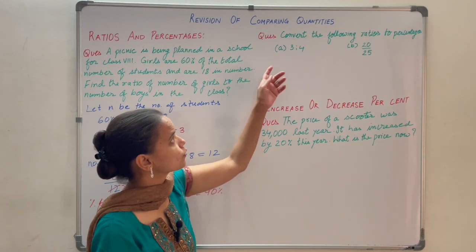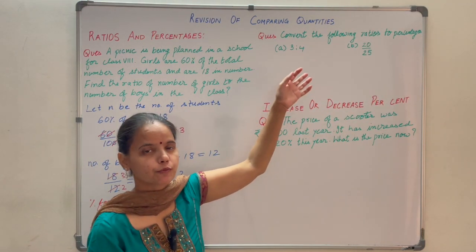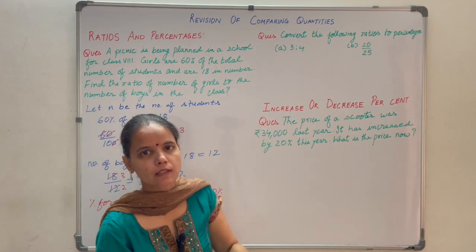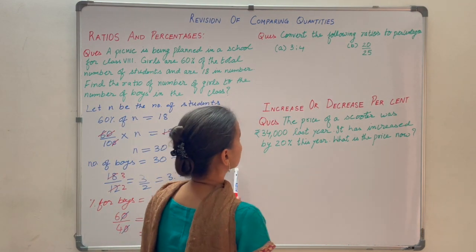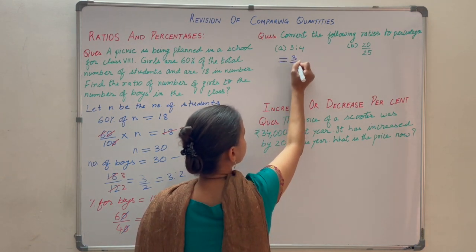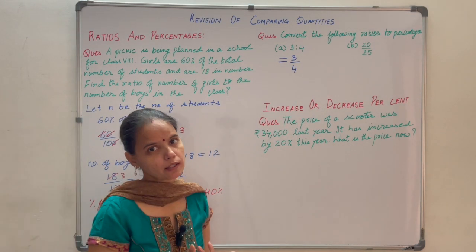Let us now take this question. Convert the following ratios to percentages. So you need to find out of 100 how much. Here it is 3 is to 4 means 3 by 4. You can write this as 3 by 4. So out of 4 it is 3. But out of 100 how much?